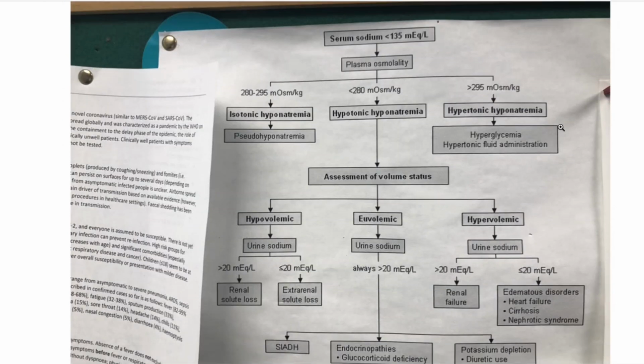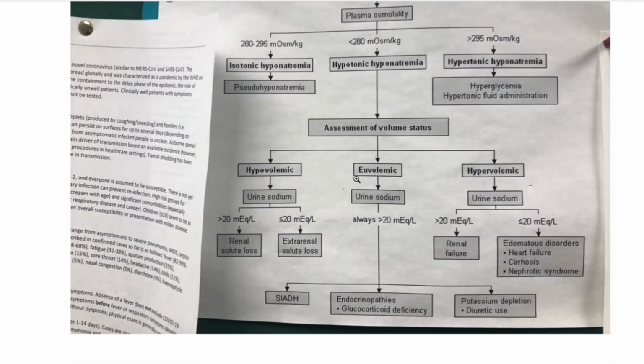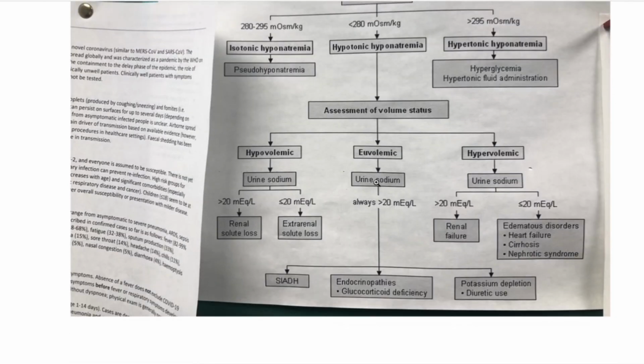This is from a previous hospital that I worked for, and it's a very good classification. You look at the sodium level. This is the first thing you do, and then you look at osmolality, and then you define whether it's hypotonic, isotonic, or hypertonic. The most challenging is the isotonic one. After that, you look into the volume status, and after volume status, you look at the urine sodium.